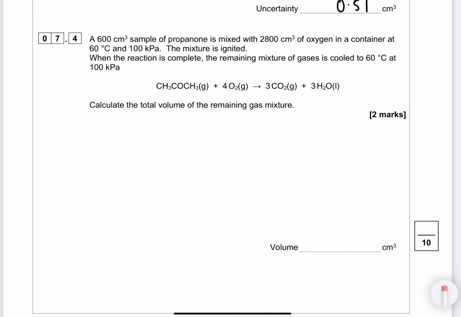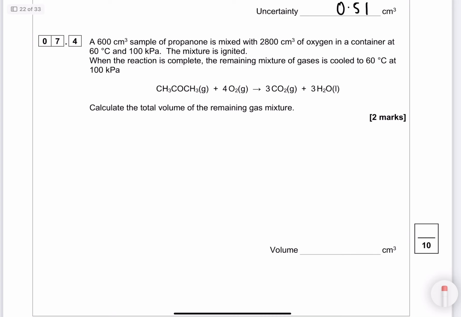A 600 centimetre cubed sample of propanone is mixed with 2,800 centimetres cubed of oxygen in a container. The mixture is ignited. When the reaction is complete, the remaining mixture of gases is cooled to 60 degrees C and 100 kilopascals. So basically the temperatures and the pressures are remaining constant. Calculate the total volume of remaining gas mixture.